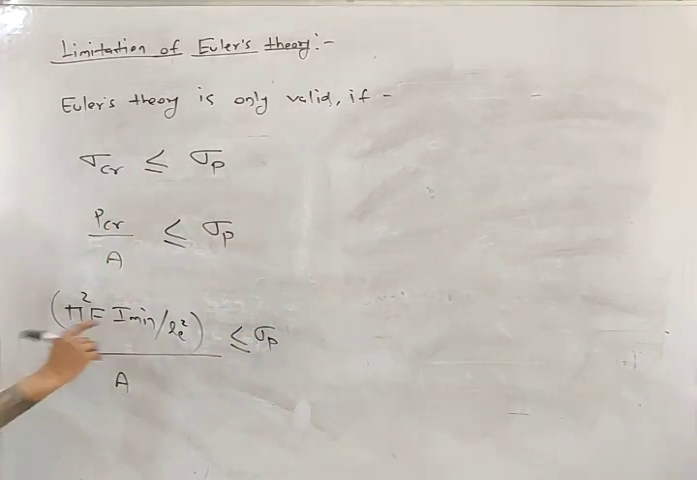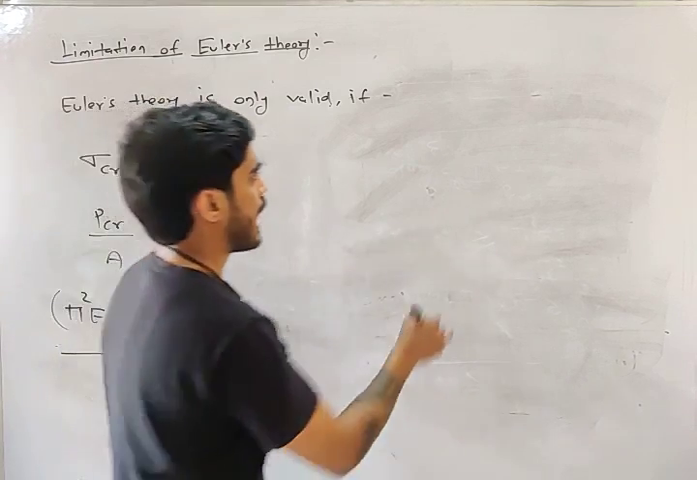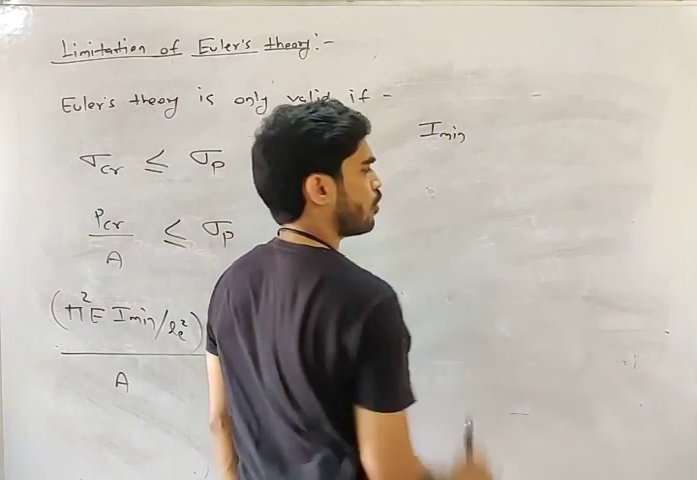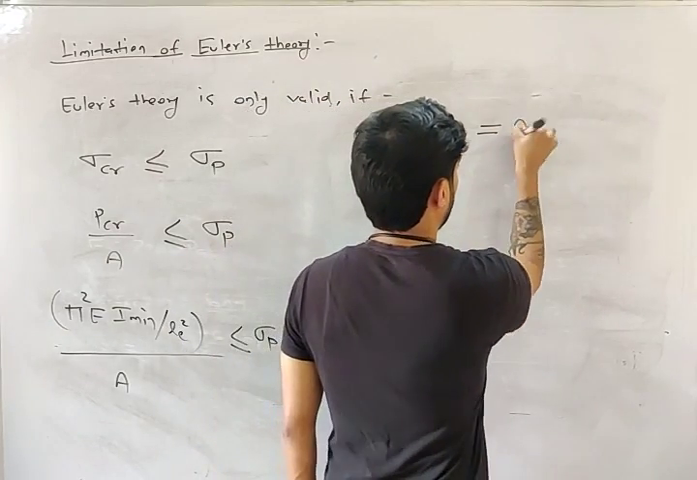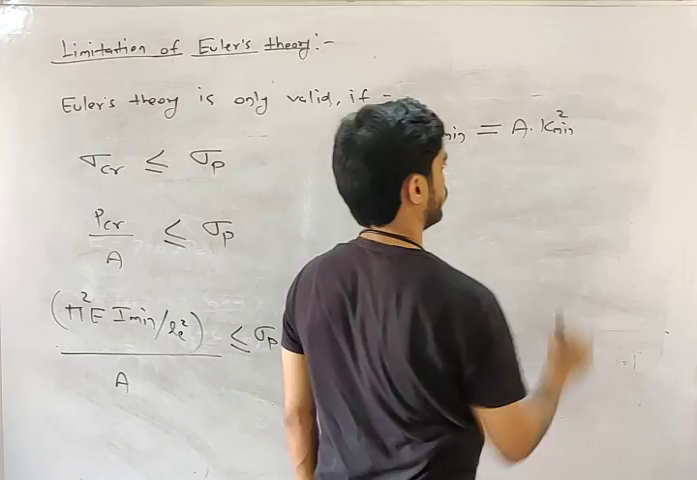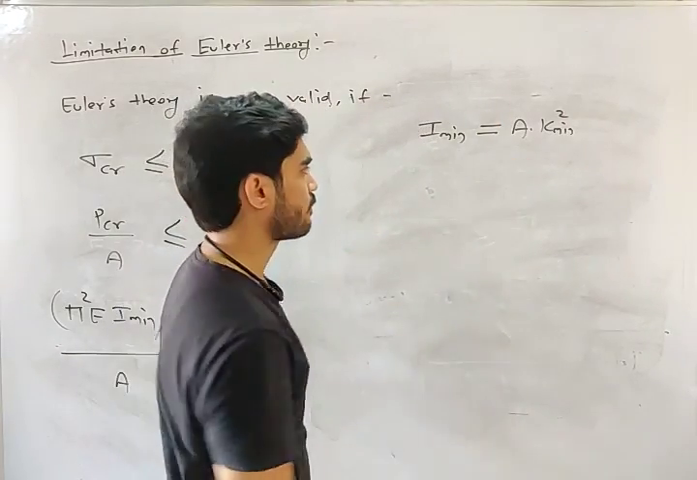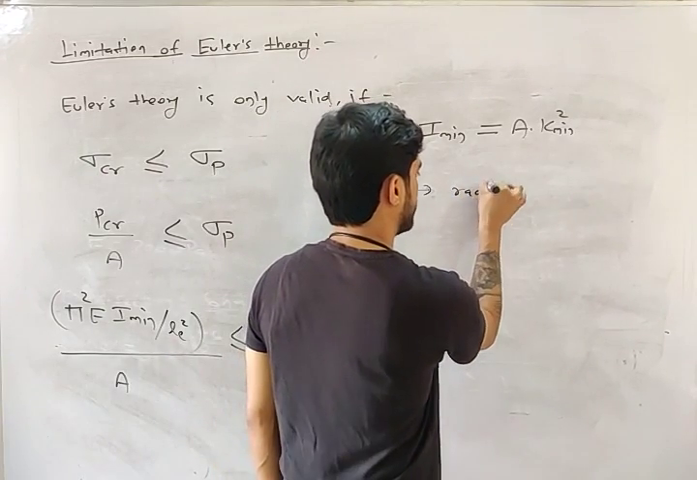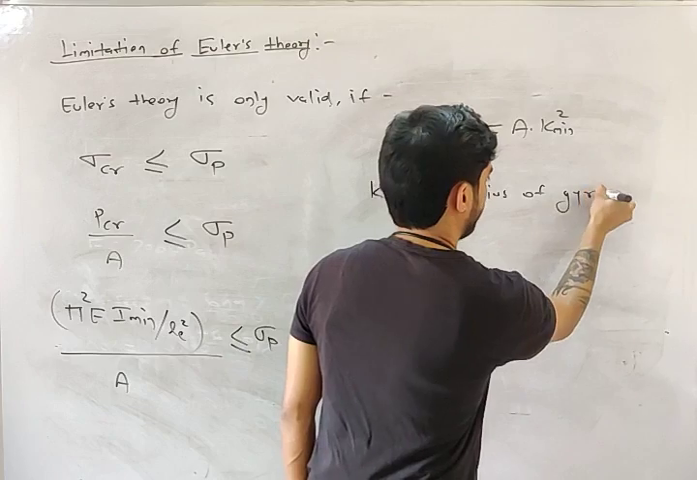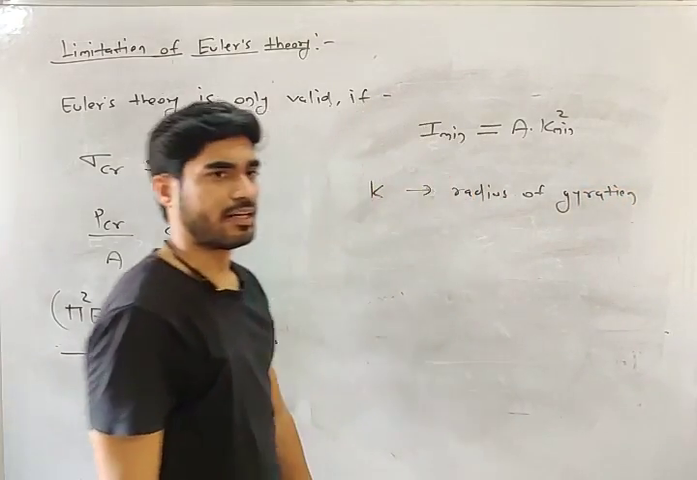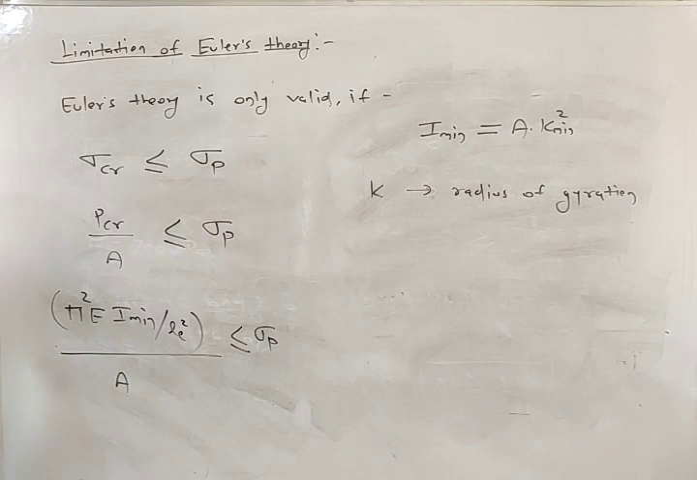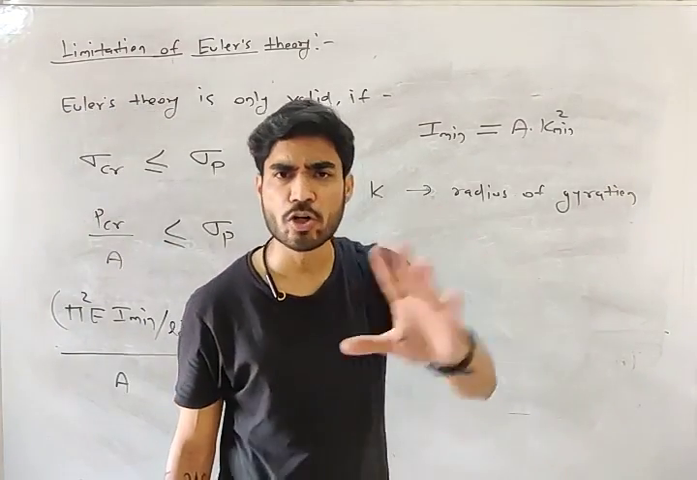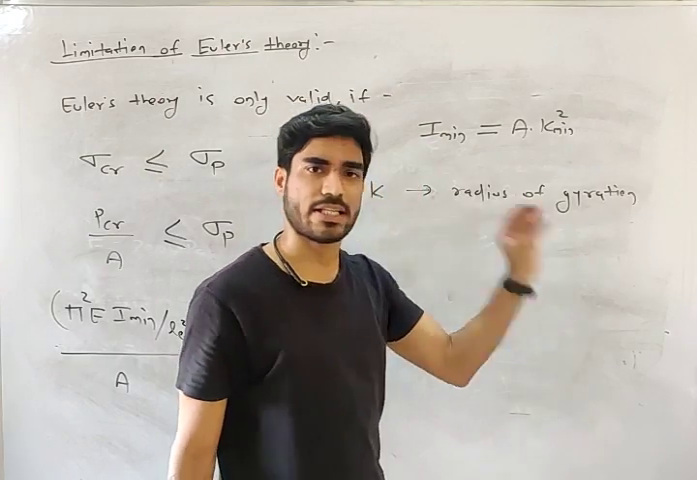Now my friend, in this equation, I can write moment of inertia equal to A into K square, where A is the area. What is K, my friend? K is known as radius of gyration. This concept of radius of gyration, you will understand it in engineering mechanics. It is related to moment of inertia, but if you don't know, let me explain this very briefly.